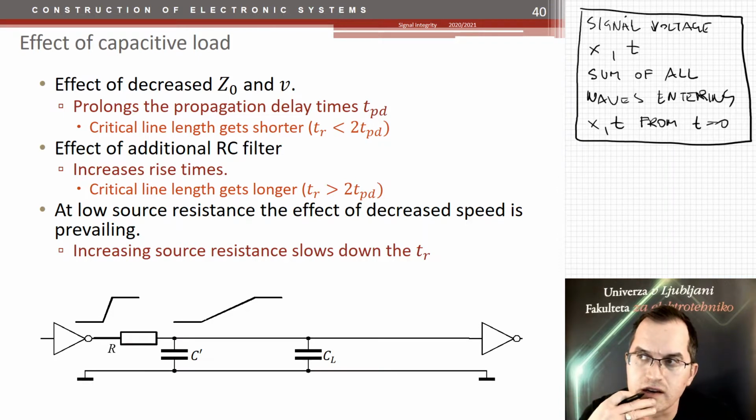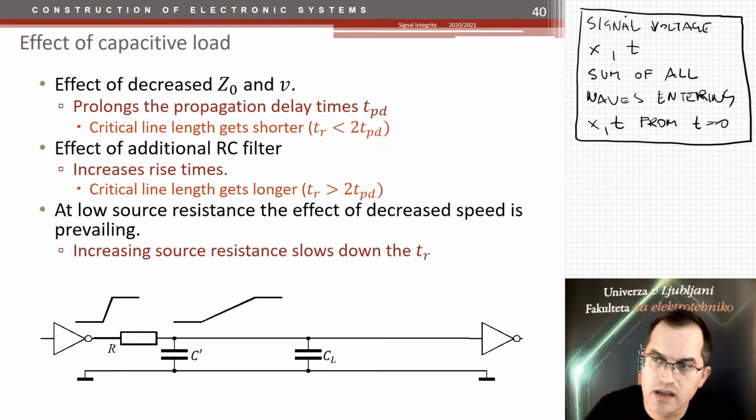The effect of an additional RC filter is also present, because there is usually a resistor at the input. So we have some sort of resistance of the generator, and that one then increases the rise times, because adding additional capacitance would increase the rise times. That means that if the rise times are increasing, then the critical line gets longer.